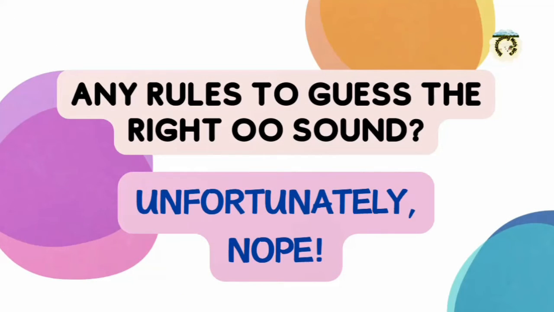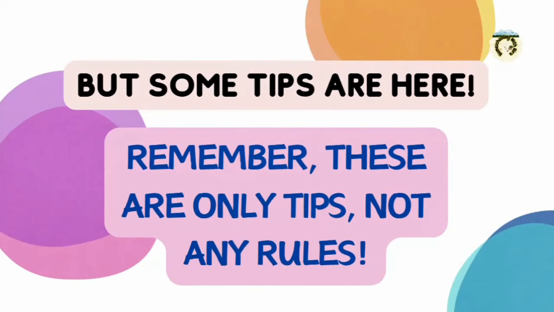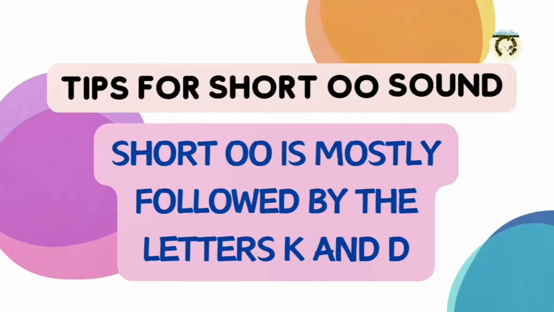Now the next question. Do we have any rules to guess the right oo sound? The answer is unfortunately nope. So what can we do? We can help kids with some tips to read the right oo sound. Remember, these are only some tips, they are not any rules. So please do not write in the comment box that you told something in the video, but these words are not following this rule. I'm telling you these are not rules, but some tips to help young readers read the correct oo sound. So for the short oo sound, the tip is here.